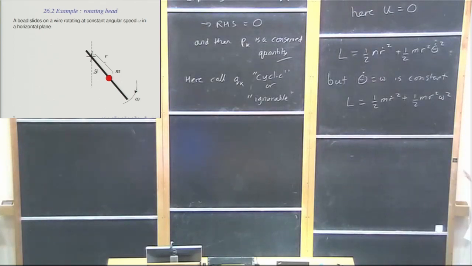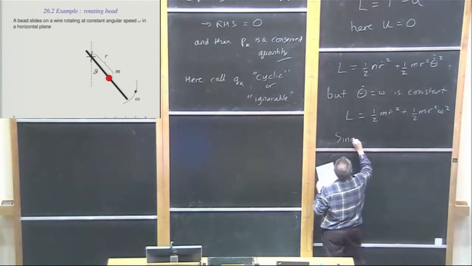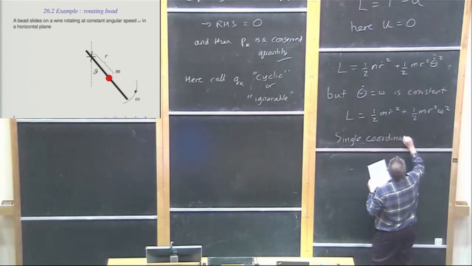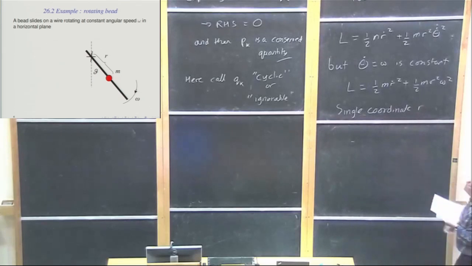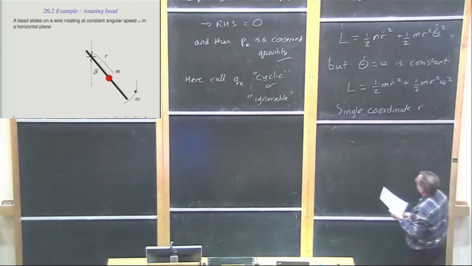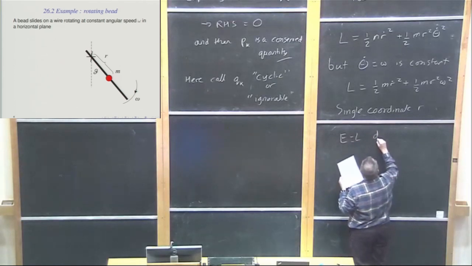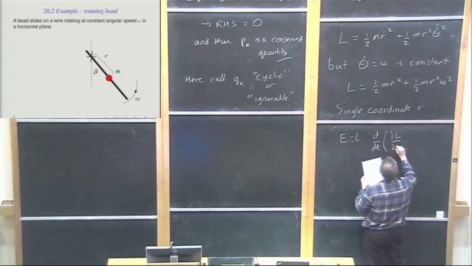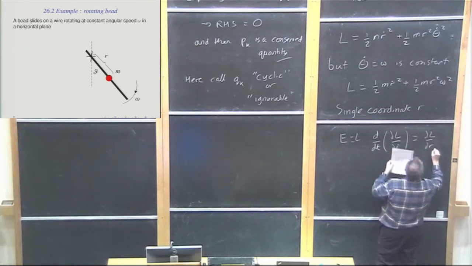So the Lagrangian system is specified by a single generalized coordinate. So we have a single coordinate, and that is r. This means there's just one Euler-Lagrange equation which we can write down. So let's do that. The equation in this case is d by dt of dL by dr dot is equal to dL by dr.